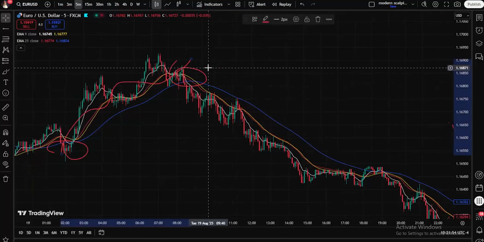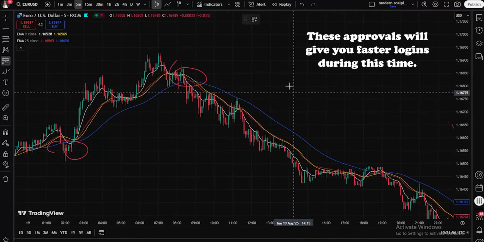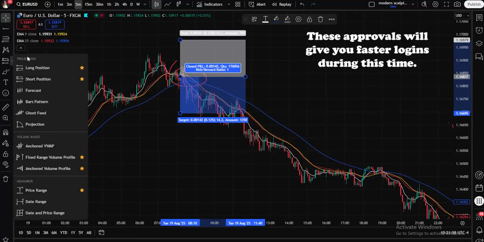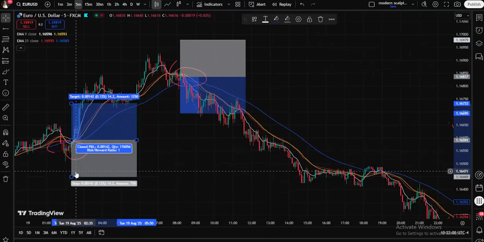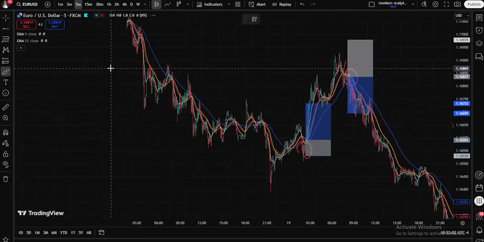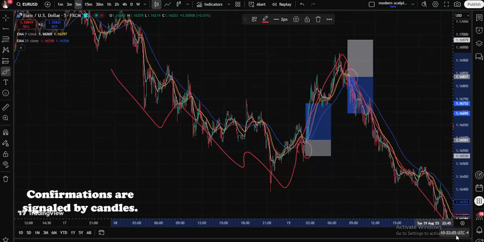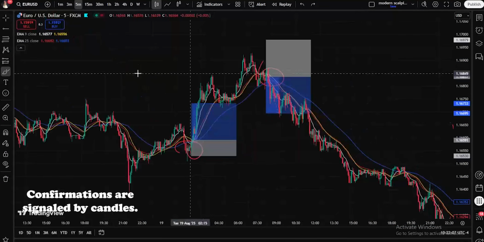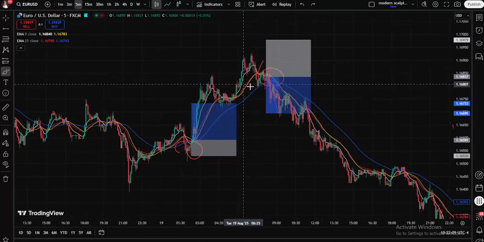Now let's look at the 4 important EMAs that we use in this strategy. The entry rule in this strategy is based on the cross, intersection, and the position of the candles relative to the EMAs. Now I will explain step by step.